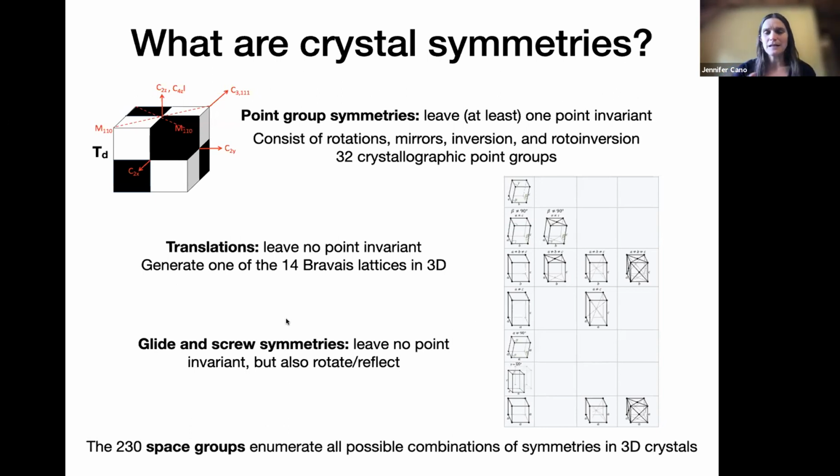And together, combining different point groups and Bravais lattices, this gives us the 230 space groups. These are the only possible symmetries that we can have in three-dimensional crystals.